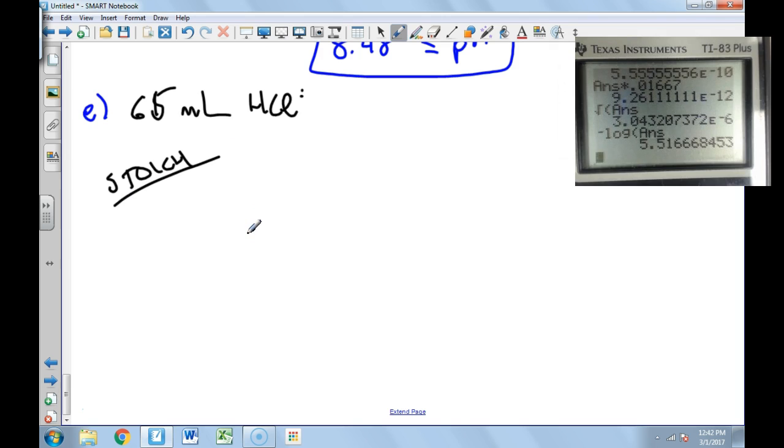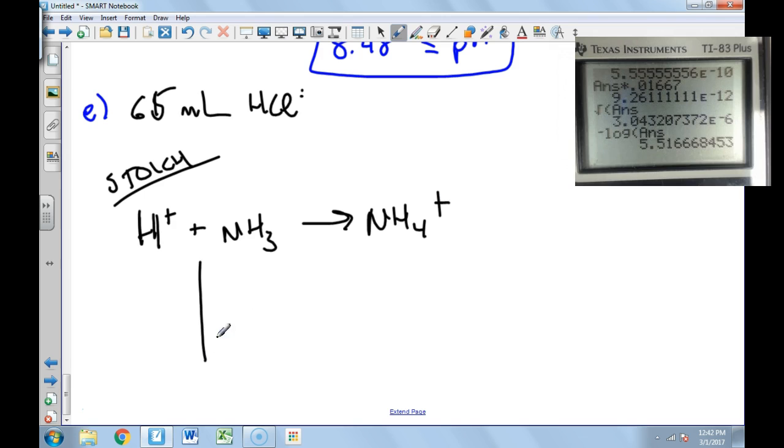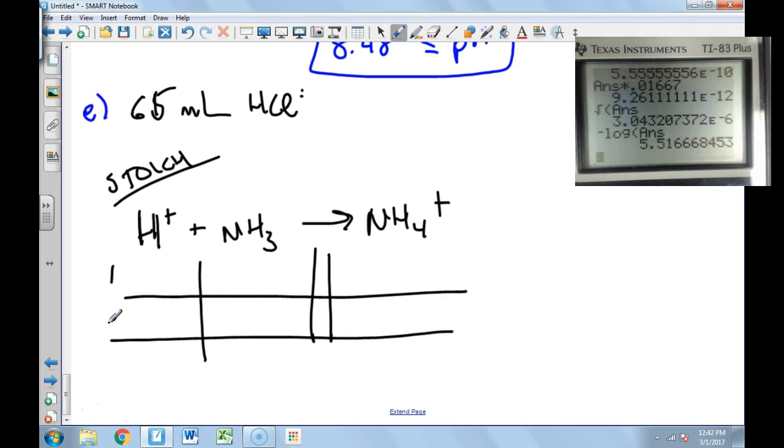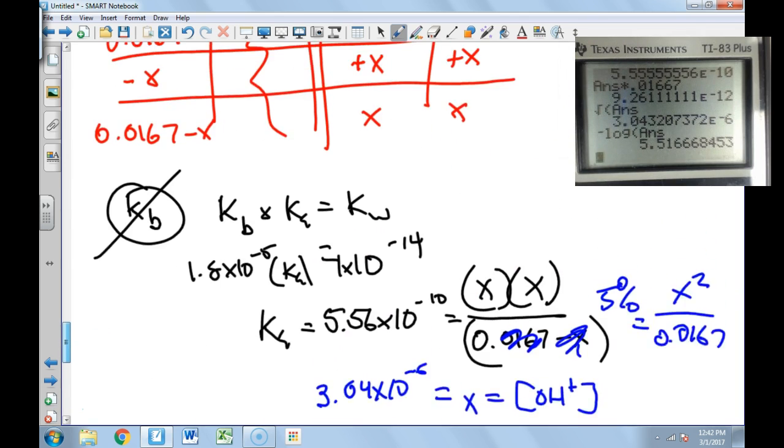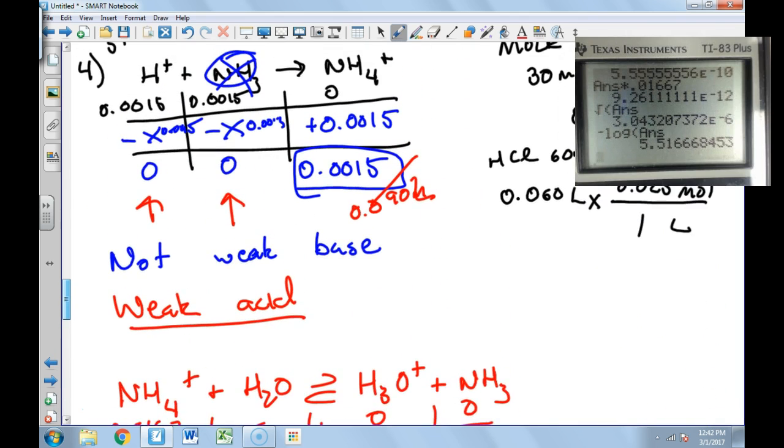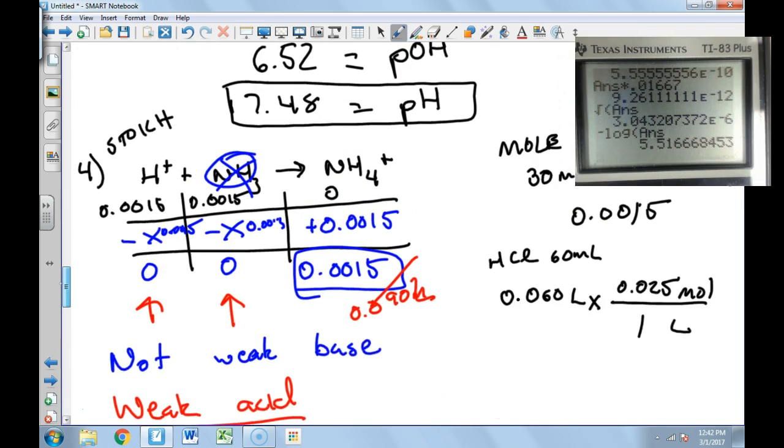Stoichiometry step, we're going to do it in moles. So we're going to keep the same reaction that you've been using. H plus NH3 reacts to form NH4 plus. Okay. So we have ICE. I'm just double checking. I'm trying to figure out.